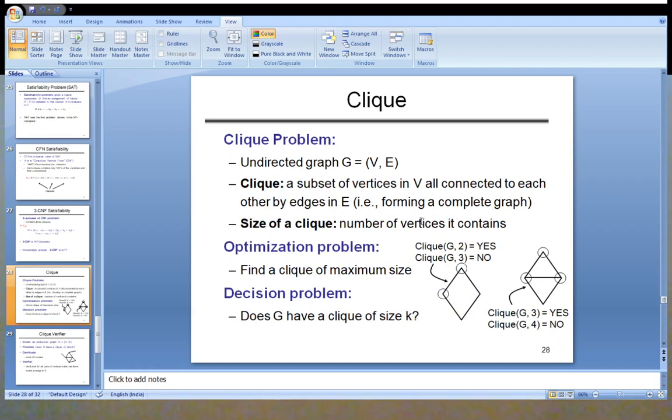The clique problem. If there is an undirected graph, a clique is a subset of vertices in V all connected to each other by edges, forming a complete graph. The size of the clique is the number of vertices it contains, and the clique is a subset of the vertices in V which are all connected to each other by edges in E. So the optimization problem is to find the clique of maximum size, and the decision problem is: does G have a clique of size K? These are the two problems.